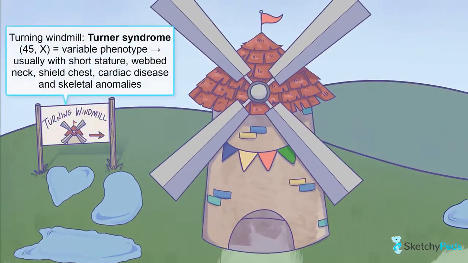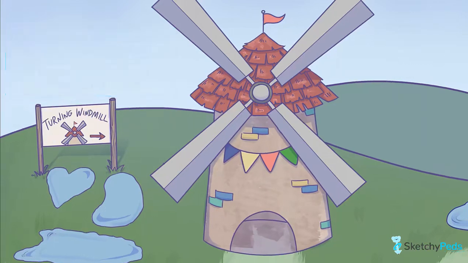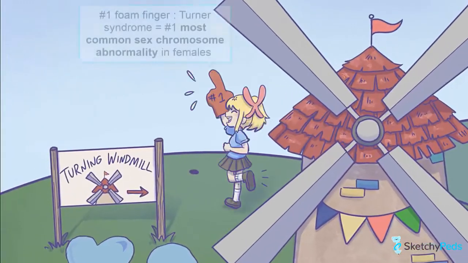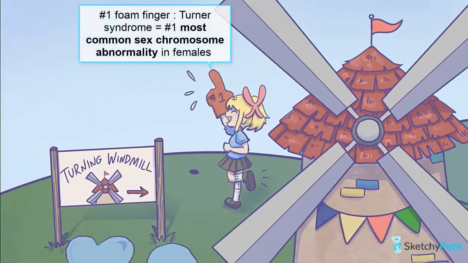Turner syndrome is characterized by a variable phenotype, but the most common findings include short stature, a short, webbed neck, a shield chest, left-sided cardiac disease, and minor skeletal anomalies. It is the most common sex chromosome abnormality found in females. This is represented by the number 1 foam finger held by the cheering girl with the X chromosome barrette.